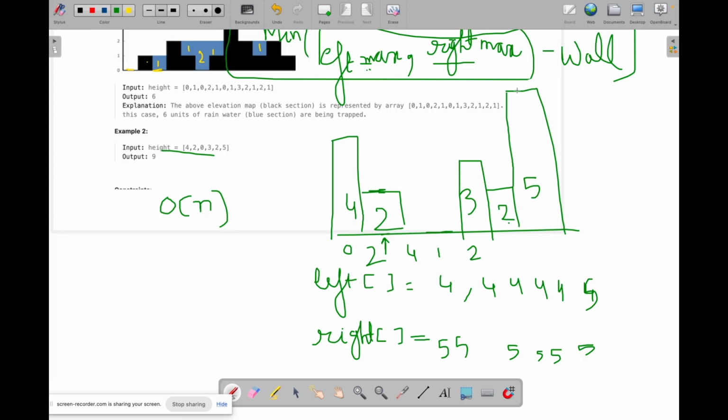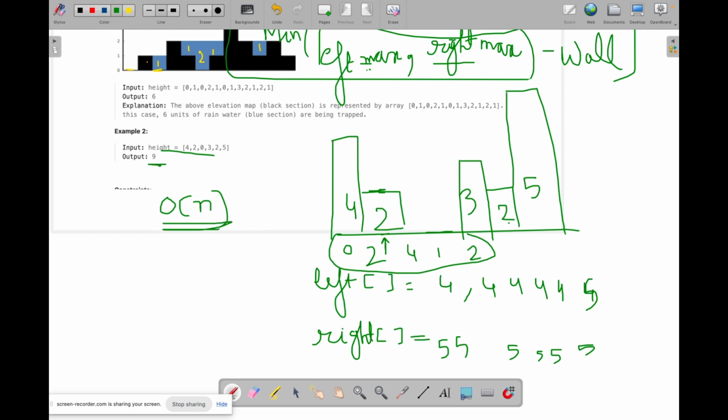And again at this index, there is no water stored. How? Because the minimum will be 4, and 4 minus the height of the wall will be negative. So we will ignore the negative element. Okay, so if we calculate this, 2 plus 4 is 6, plus 1 is 7, plus 2 is 9. So which is your output. So this is the solution that we are proposing now.